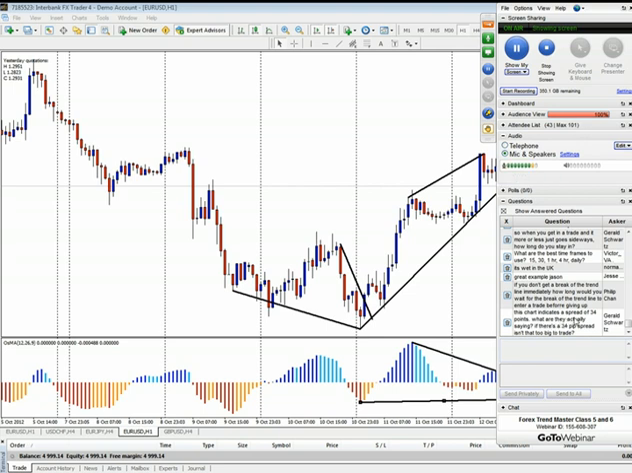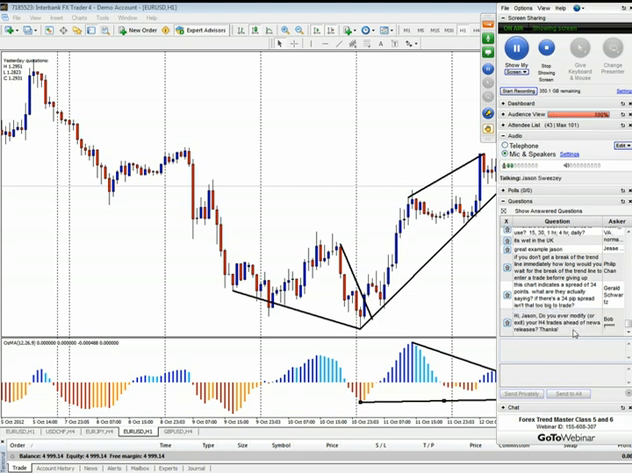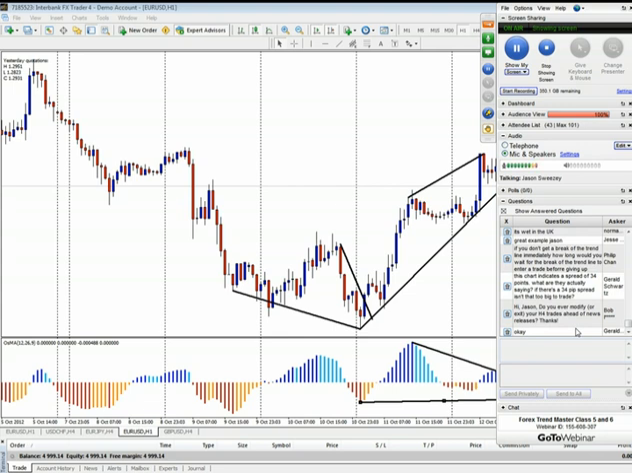This chart indicates a spread of 34 points. No, that's 3.4 pips. It's a 3.4 pip deal. It's not open right now, Gerald.